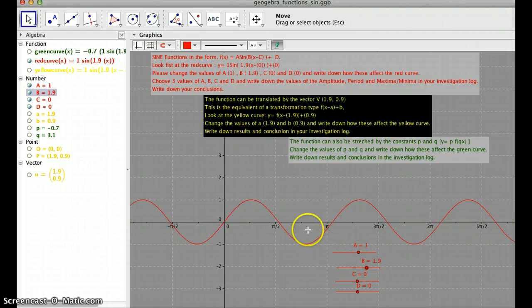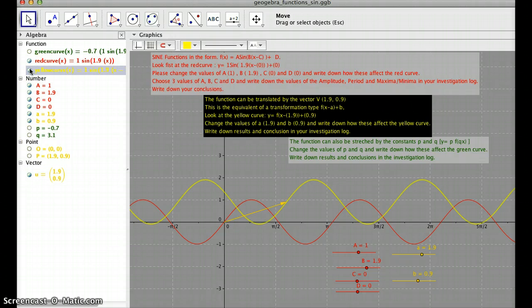Okay, make sure that you understand how amplitude, period, center, and maxima, minima all get affected by these letters here. Now, in the yellow part of the investigation, we have two parameters a and b, and they are the coordinates of this vector, and this vector translates the whole function, it moves the whole function.